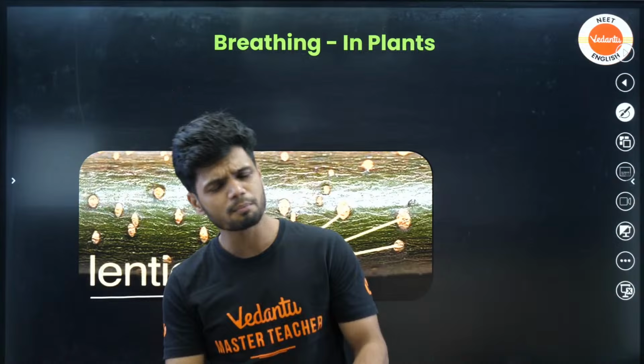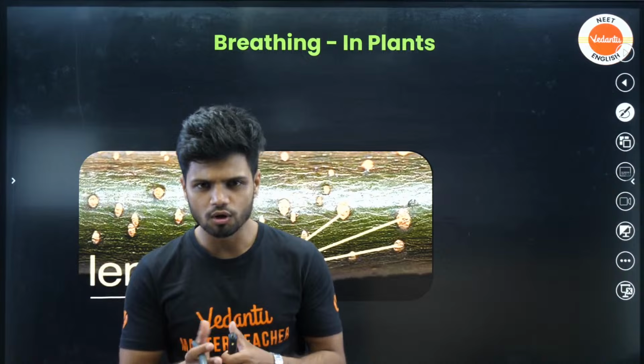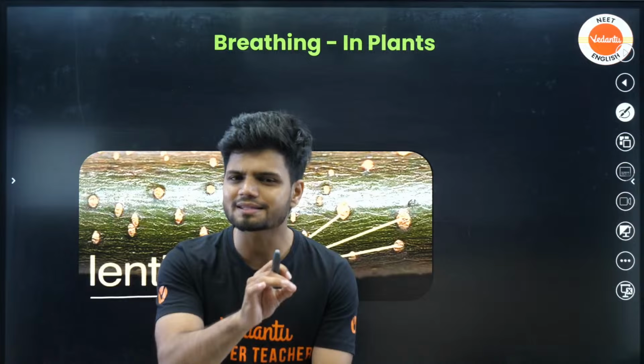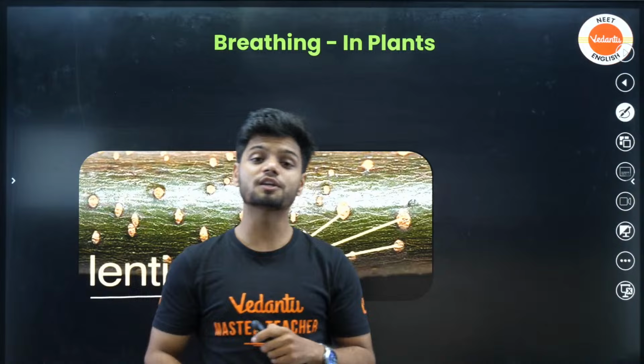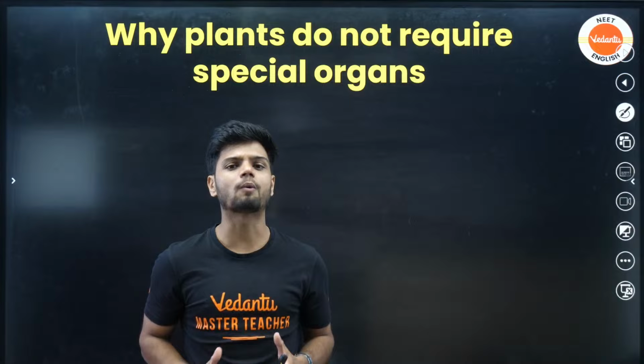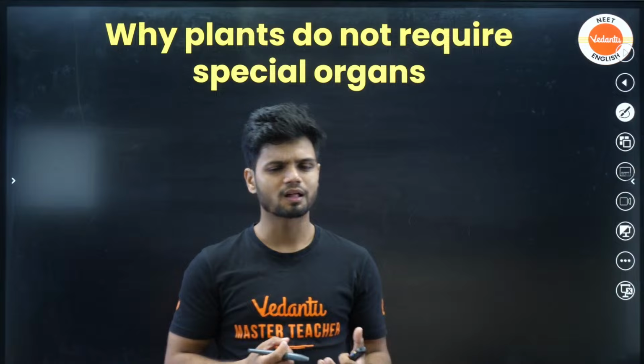But if you know the chapter Photosynthesis in Higher Plants, I told you oxygen is a byproduct of photosynthesis. So plants can technically use that oxygen also. That is the next concept, that is why plants do not require a special organ or organs. For example, humans, me, you, we have lungs. Lungs can help in breathing.